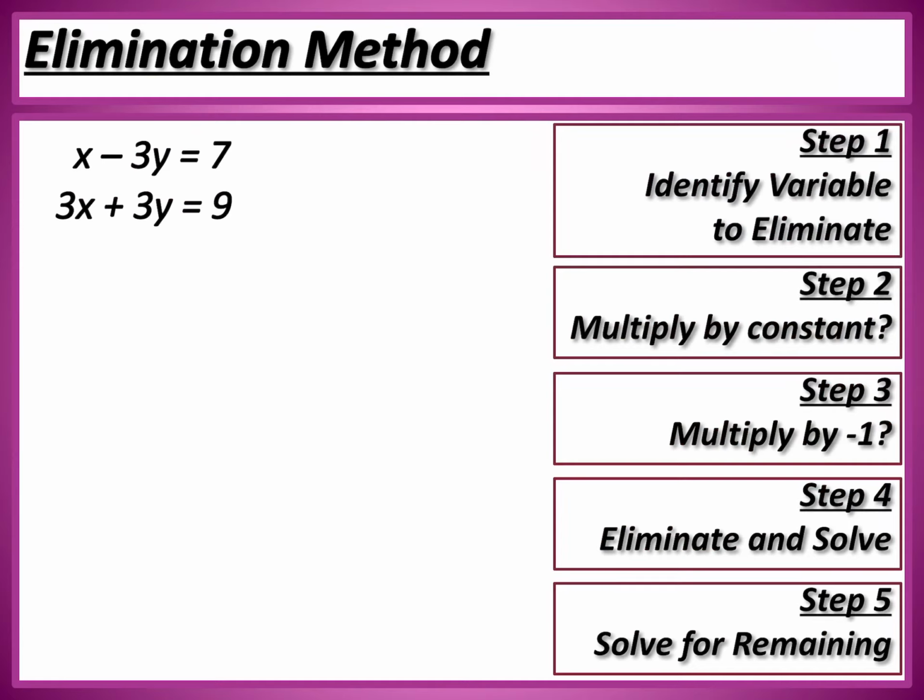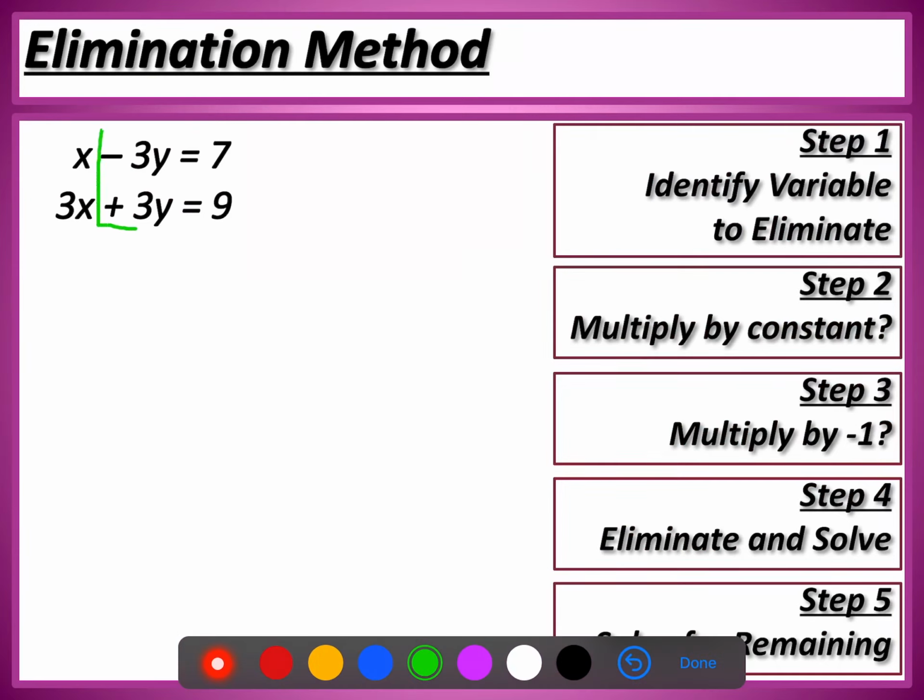So if I look at the system that I currently have, I see that it's already set up where my y's have the same coefficient but opposite signs, which is the goal, because now I want to add these equations together. So x plus 3x and negative 3y plus 3y, the goal here is for that to cancel out so that you're left with only one variable in your equation. This is so that I can now solve.